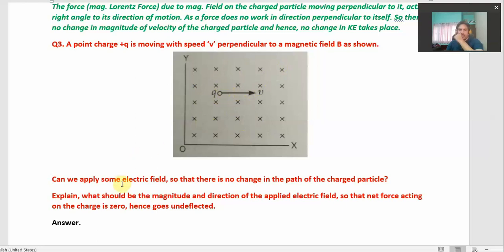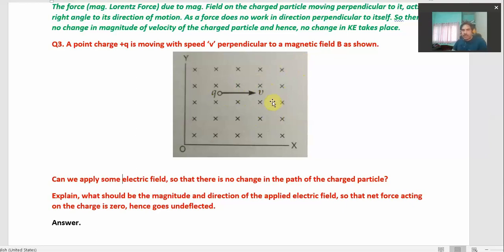So the question is, can we apply some electric field so that it does not change the path of the charged particle? If we apply the right hand screw rule, there will be a change in the path of this charged particle along this direction. The charged particle will start moving in this way according to the right hand screw rule. So that means we need some force which can act on this charged particle in the opposite direction, opposite to the magnetic Lorentz force.